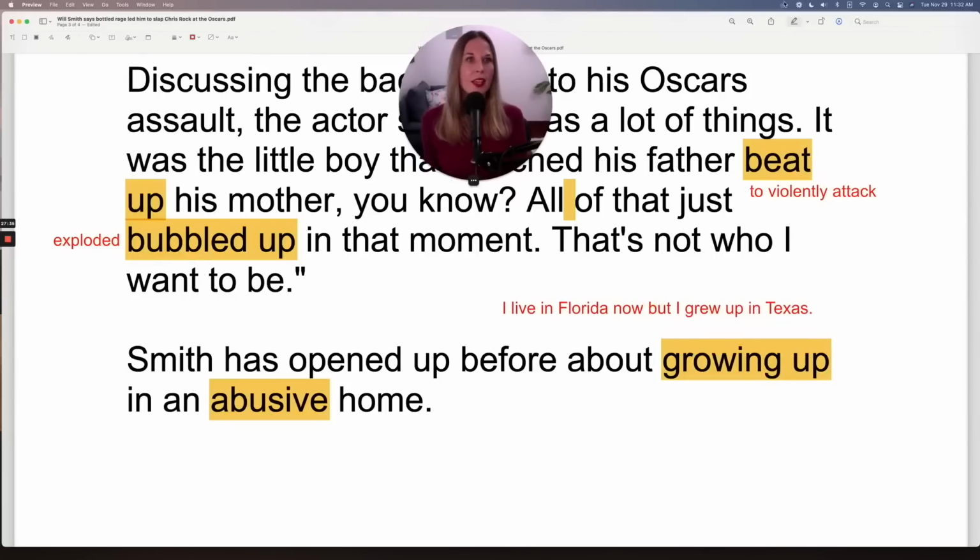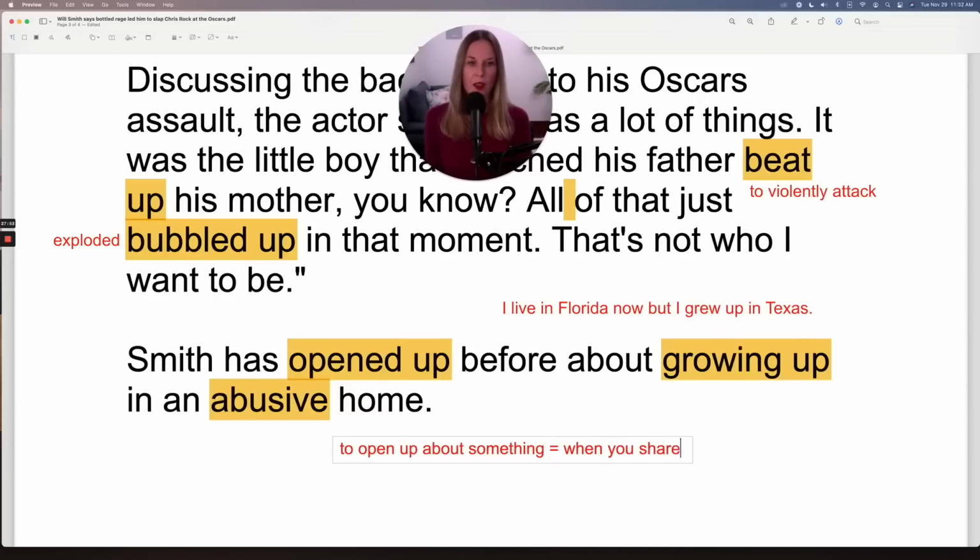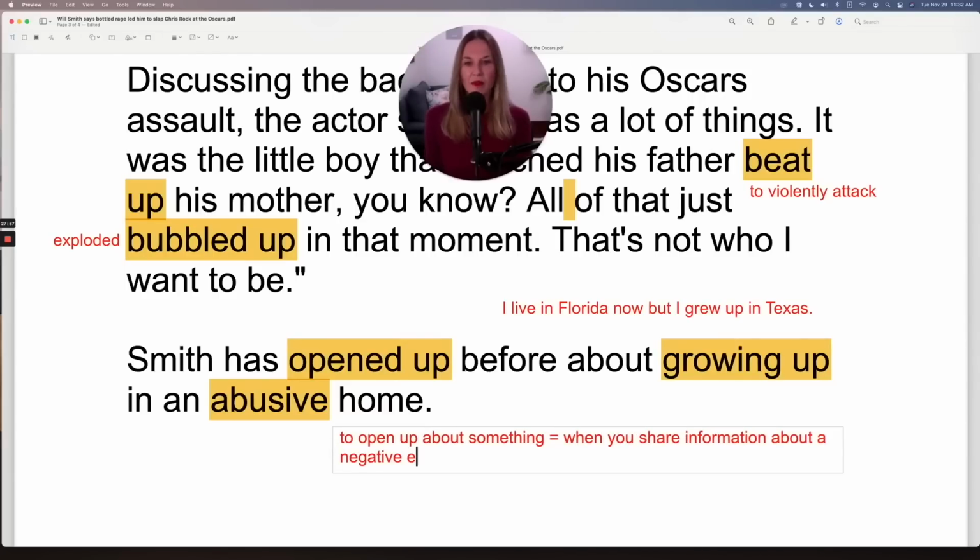Now, the last thing I will share with you is our phrasal verb open up, to open up. So to open up about something is when you share information about a negative or simply a personal event in your life.